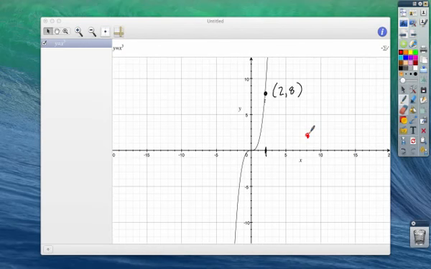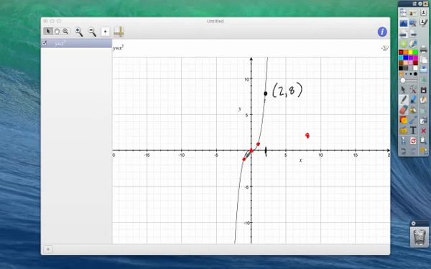How about the point (1, 1)? Where should that go? Oh, it's the same place. Okay, (1, 1) is in the same place. How about the point (0, 0)? Same place. (-1, -1). How about the point (-2, -8)?